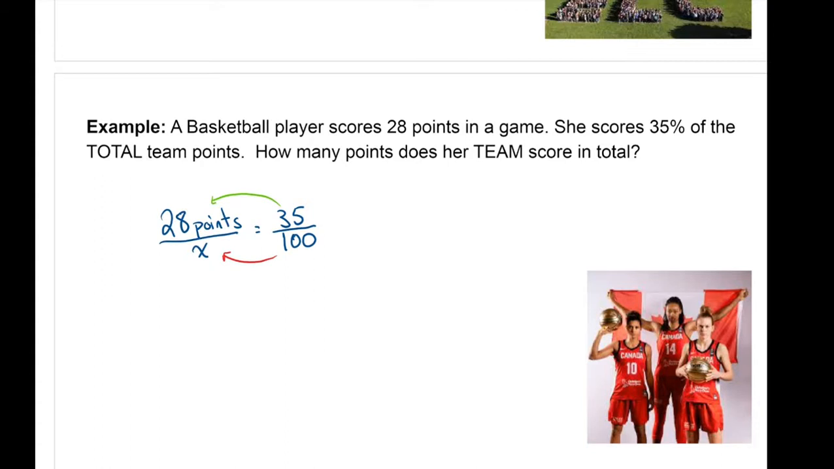If we're not sure how to get there, we can do 35 divided by 28 to figure out what my multiplier is. What do I have to multiply 28 by to get to 35? How many times does 28 go into 35? It goes in 1.25 times. So that means if I want to go from 35 to 28, I would have to divide by 1.25.